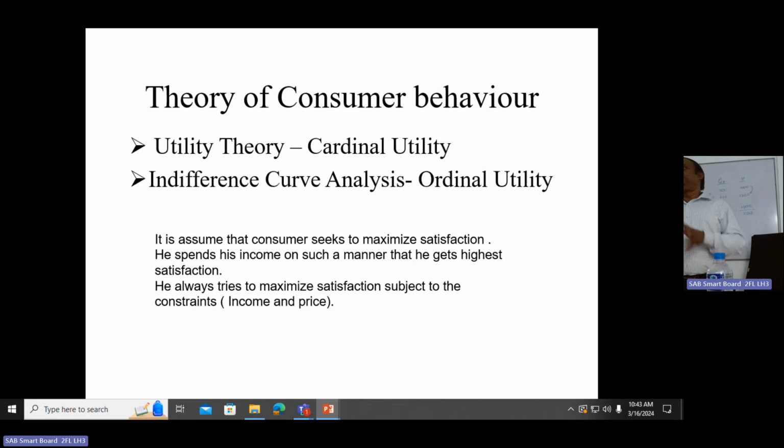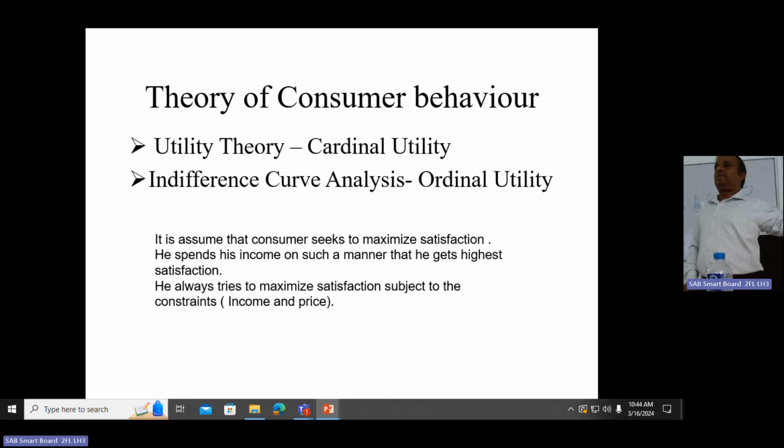Even the consumer or the producer, you know that. When he reaches his target, he has a constraint. For the consumer, the constraint is the income. And the price also we can take as a constraint, because price is determined by the market. The consumer has no control over the price, because depending on the price, his real income is determined. So income and price are the two constraints.